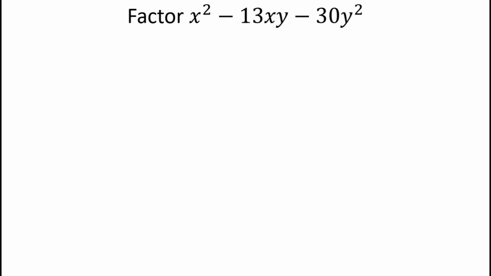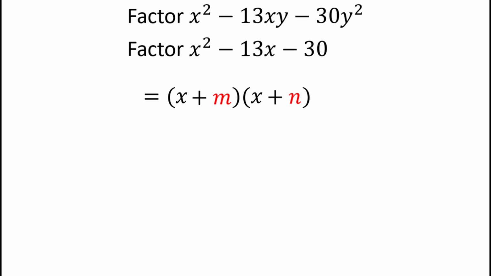This works if you have two terms with just squared values, such as we have here, x squared and -30y squared, and then you have one term that has each variable to the first power. We have -13xy. So the first thing I will do is rewrite the problem without the y terms. So we have x squared minus 13x minus 30. We know this factors to x plus m times x plus n, and we need to find the values for m and n. Drawing our chart, we need two numbers that add to -13 and multiply to -30.